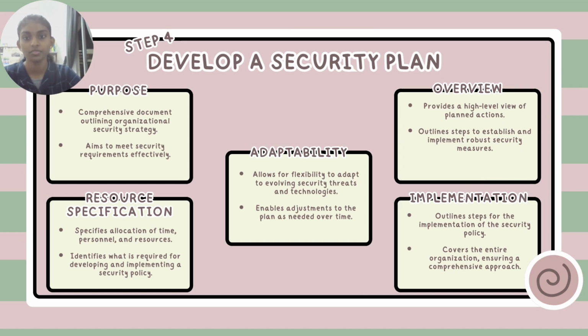Hi, I'm Sharha N, and first of all, I'll be explaining step 4, which is develop a security plan. As for the purpose, a security plan aims to meet security requirements effectively, and it also outlines the steps to establish and implement robust security measures. As for the resource specification, it also specifies allocation of time, personnel, and resources, and it identifies what is required to build and develop a security policy. And a security plan enables adjustment to the plan over time as needed.